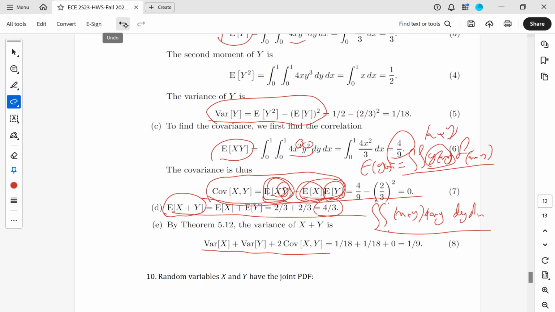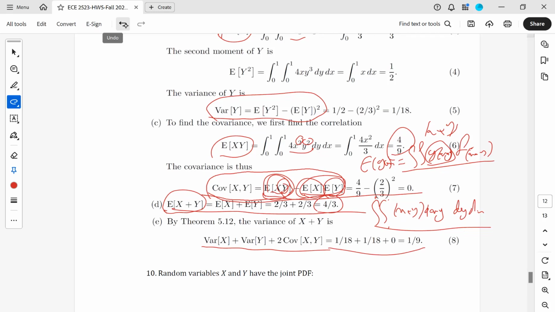Now, for variance, we know the variance of x plus y is going to be equal to the variance of x plus the variance of y, plus two times the covariance of x and y. You already have the values, you could calculate that. Now, if you don't want to use this formula, you could use the direct formula for the variance and calculate the variance of x plus y. Are we good? Any question regarding that problem? No? Good.